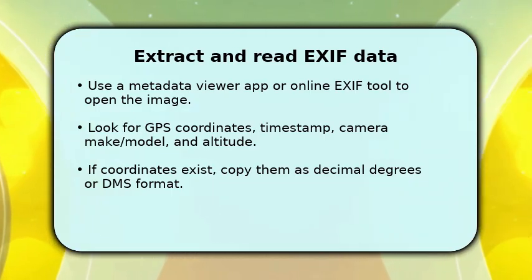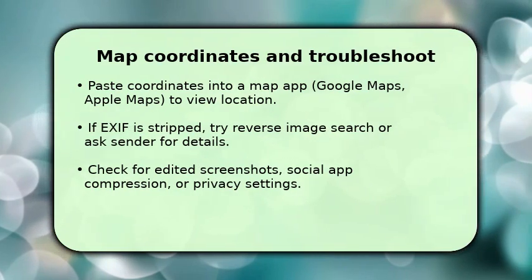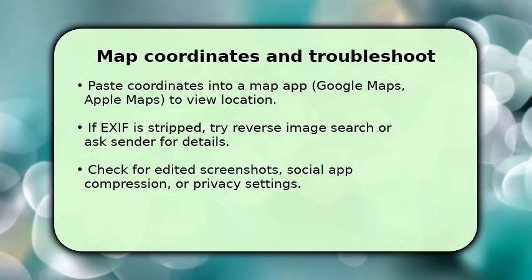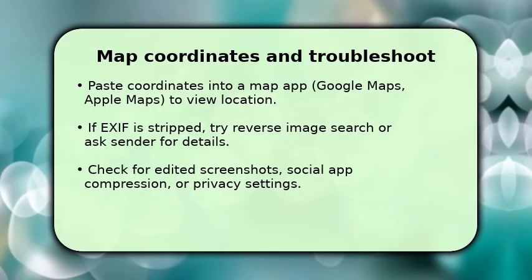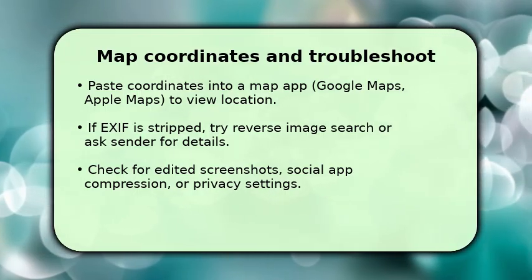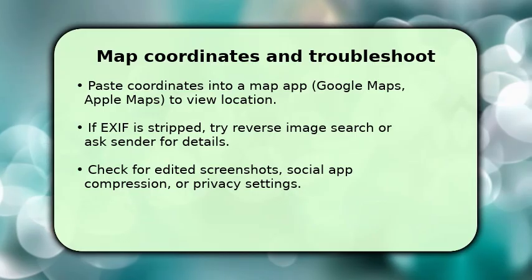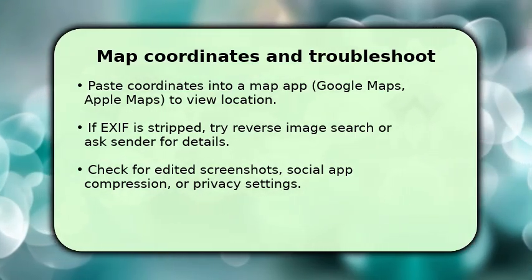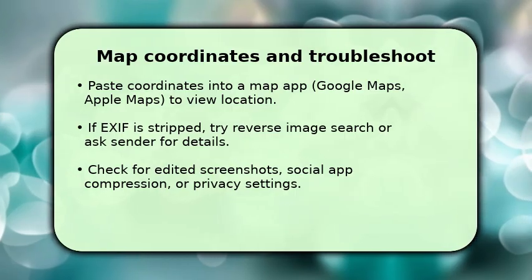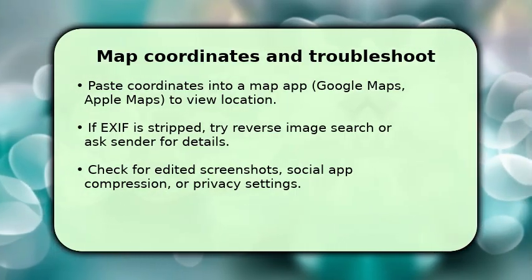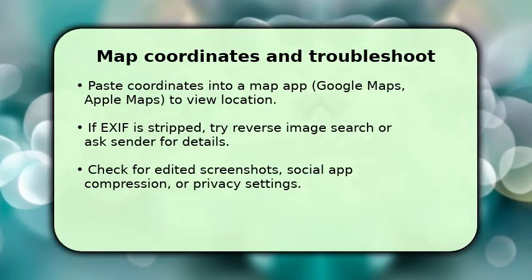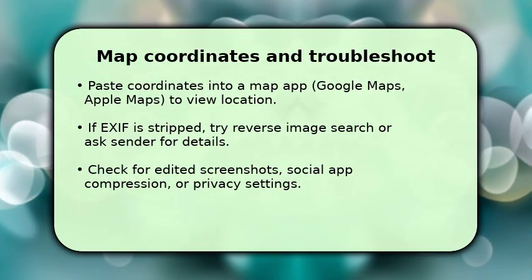Paste the coordinates into any mapping app to see the exact spot, then switch to satellite or street view for context. Once done, verify the timestamp against the sender's claim for consistency. If no GPS data exists, use a reverse image search to find similar images or ask the sender directly for the location. Many social apps strip EXIF when sharing. Make sure the file wasn't a screenshot or resaved by a platform, and if problems persist, request the original file.